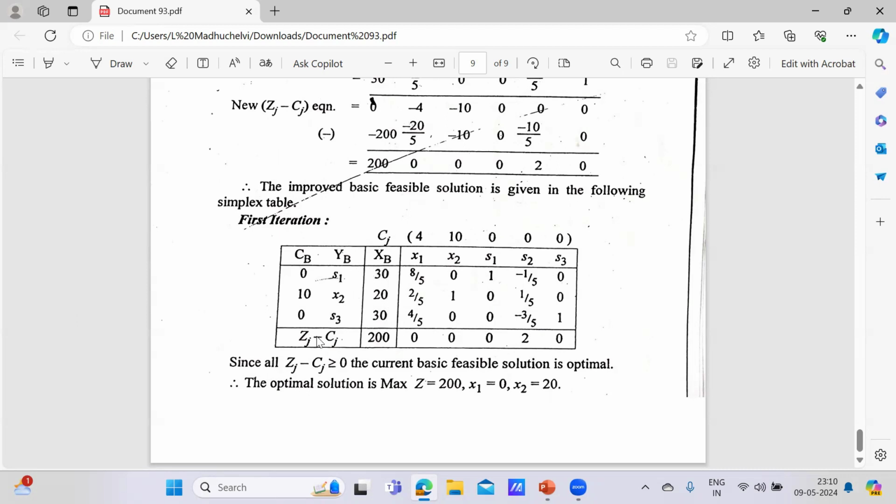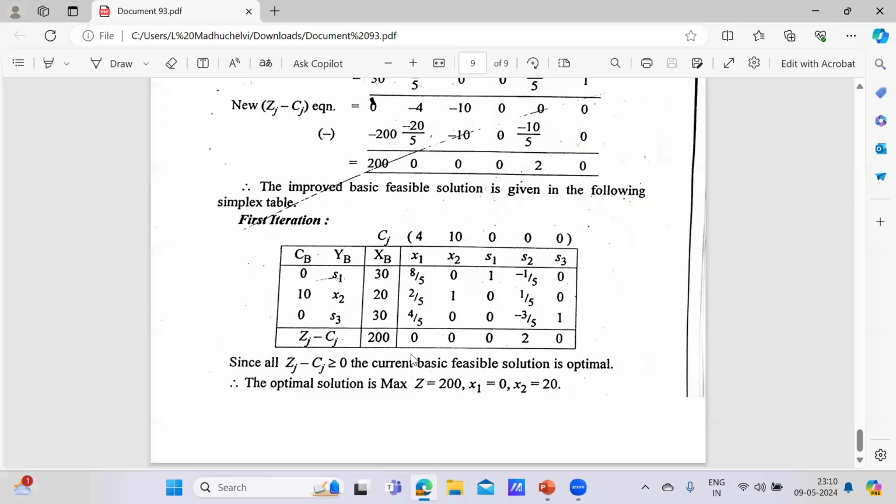Now we have to find Zj minus Cj as in the previous table. We get 0 into 8 by 5 plus 10 into 2 by 5 plus 0 into 4 by 5. So we are getting 4. 4 minus 4 is 0. In the same way, we have to find these values also. Now we see that all Zj minus Cj are greater than or equal to 0. So by our simplex algorithm, the current basic feasible solution is the optimal solution.